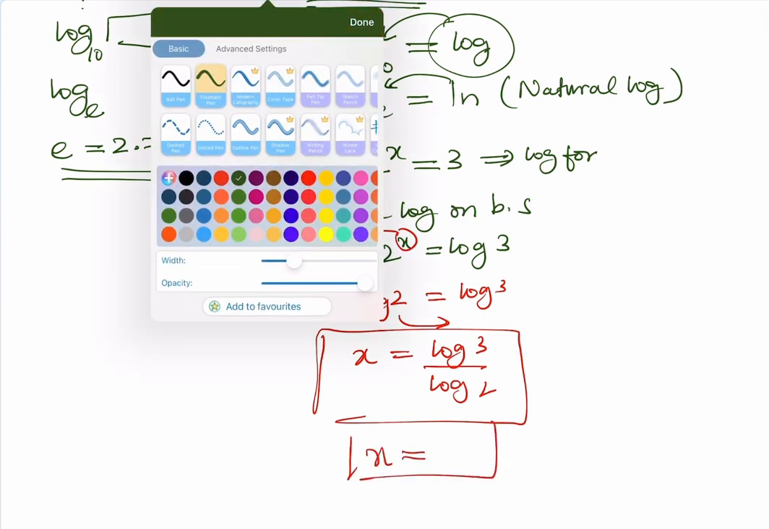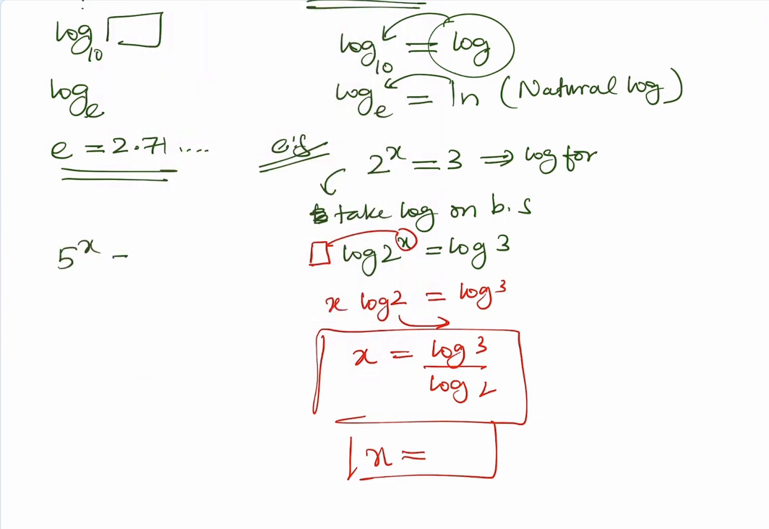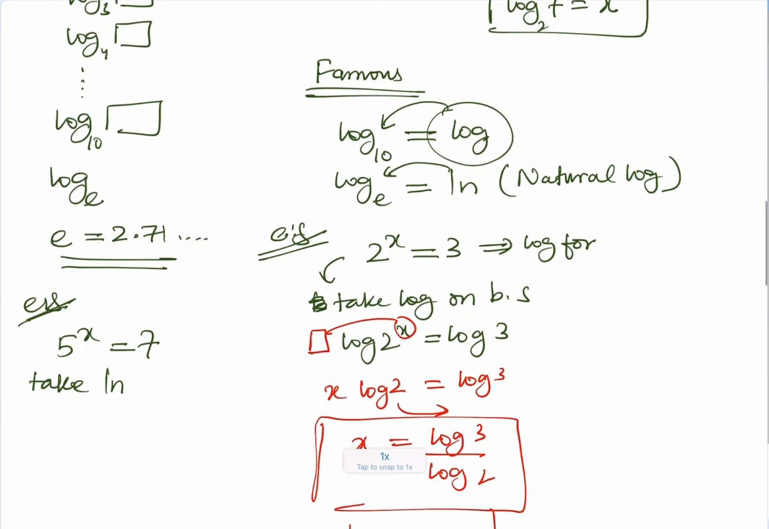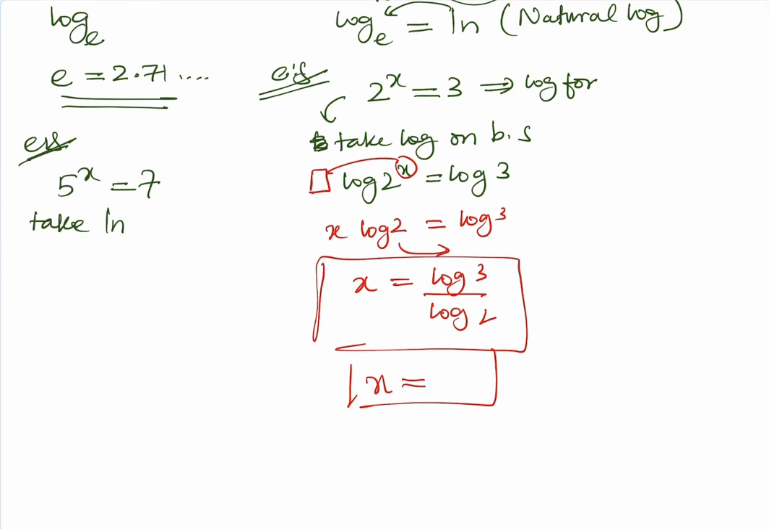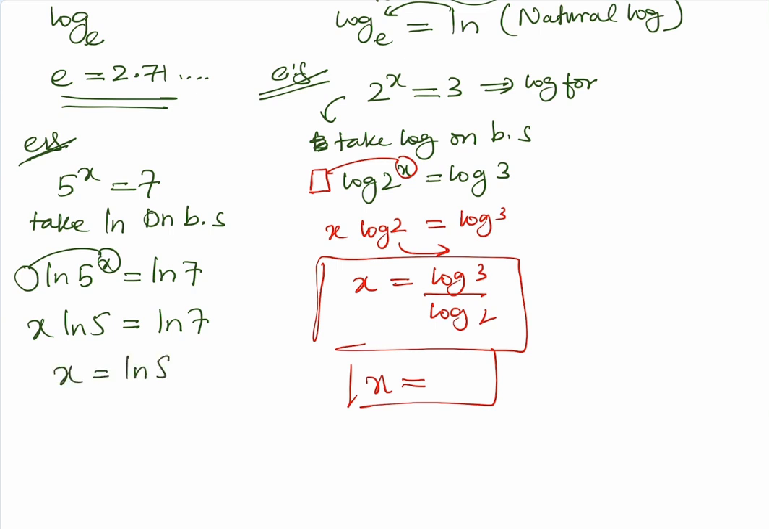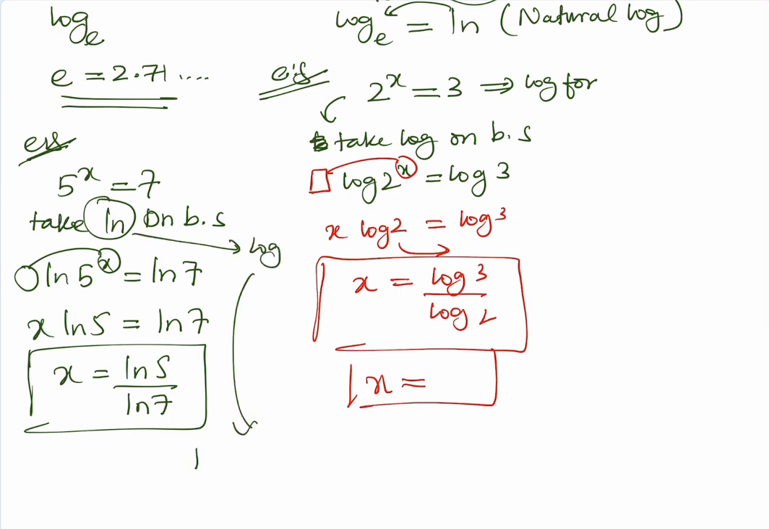I'll give you another example for this. Let's suppose you have 5 power x is equal to 7, and they're not asking you to write it in a particular log form. You're simplifying it or doing something else. So I'm going to do it with ln also. Taking ln, the natural log that we have discussed here, I can apply it on both sides. Take ln on both sides. ln 5 power x is equal to ln 7, right? And then I can make this power a coefficient here. So this is x ln 5 is equal to ln 7, and then x would be equal to ln 7 over ln 5, right? Even if you would have taken log here, it would have given you the same answer.